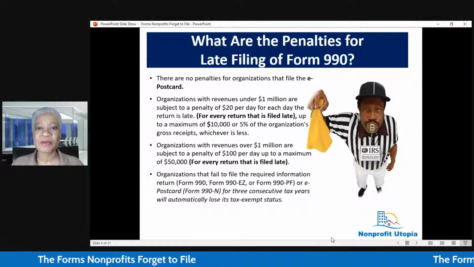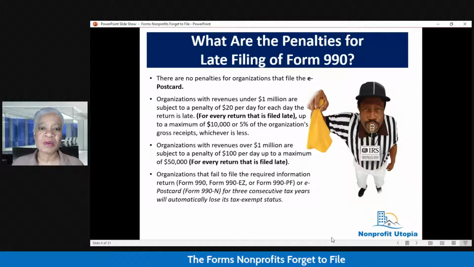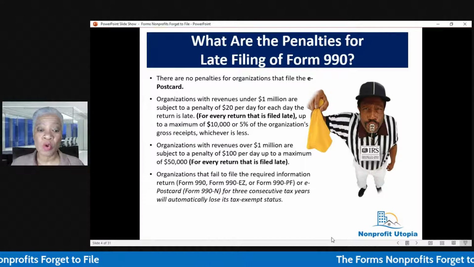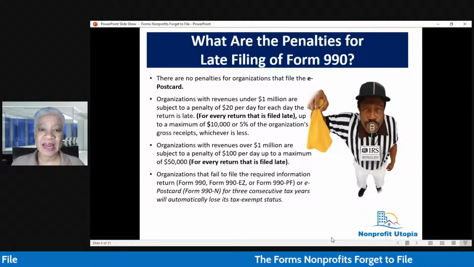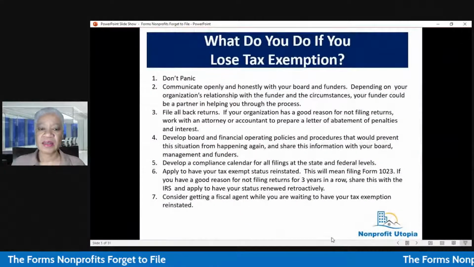And again, any organization, regardless of your size, regardless of whether you're just doing the postcard or the full 990, if you fail to file this form for 3 years in a row, you will automatically lose tax exempt status. And then, what happens if you lose it?